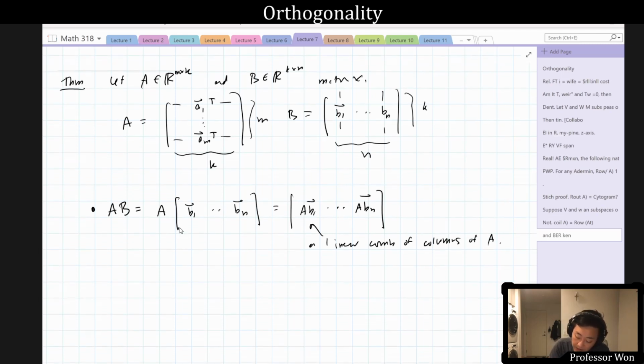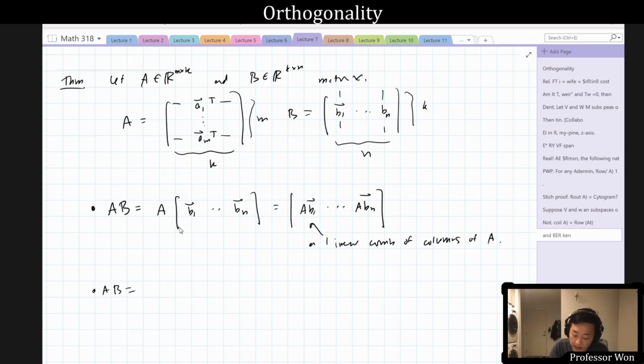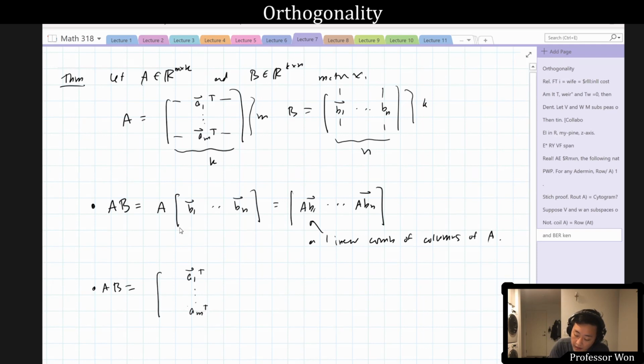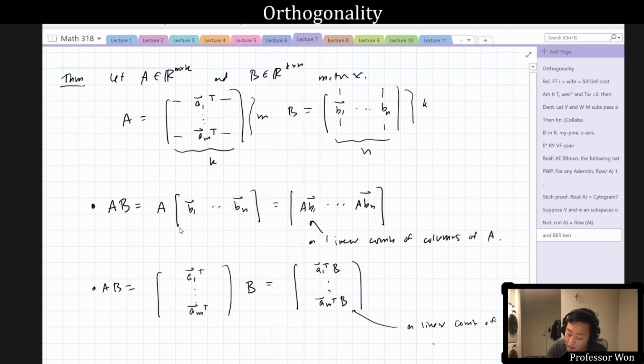But another way you can think about this matrix multiplication is you take the rows of A and you multiply them each by the matrix B. And so you'll get A1 transpose times B down to AM transpose times B. And so each of these is a linear combination of the rows of B, sorry. Okay, so this is a useful fact. It's a fairly elementary fact.